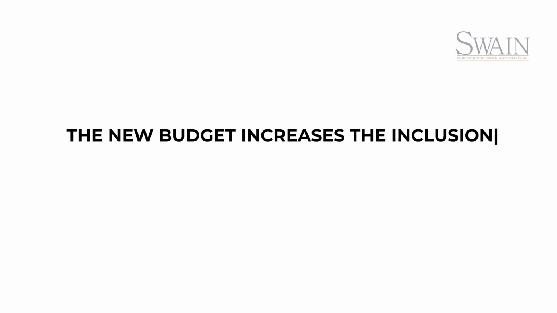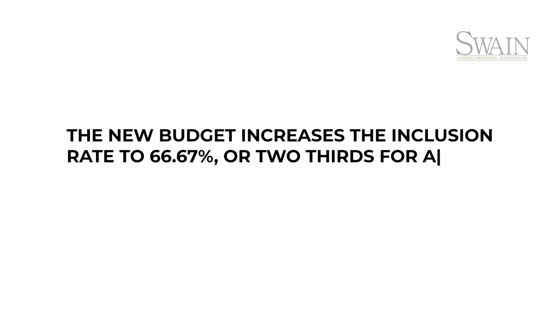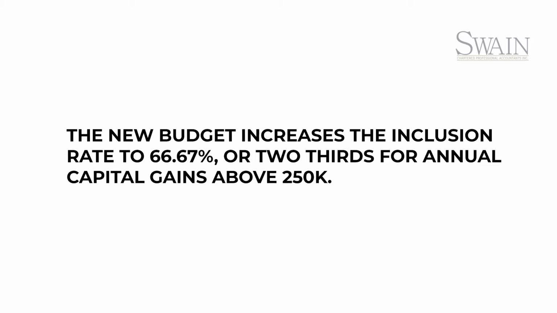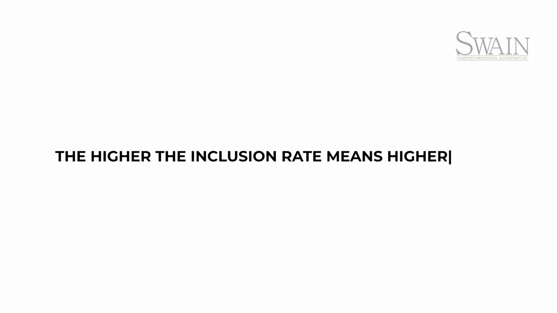Okay, so back to capital gains. For individuals, the government plans to change this inclusion rate. Instead of the 50% inclusion rate I just mentioned, the new budget increases the inclusion rate to 66.67%, or 2/3, for annual capital gains above 250K. So again, the first 250K of the capital gain is only 50% to be reported, but over and above that will require 2/3 versus the 50%. And the higher inclusion rate means higher taxes.